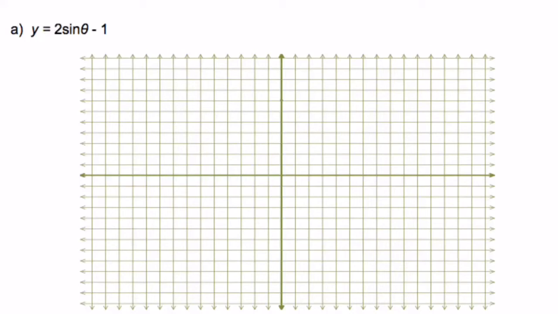Y equals 2 sine theta minus 1. So basically to graph this, the first thing I'm going to do is figure out the scale that I should use on my x-axis and y-axis. So I'm just going to figure out my maximum and minimum.